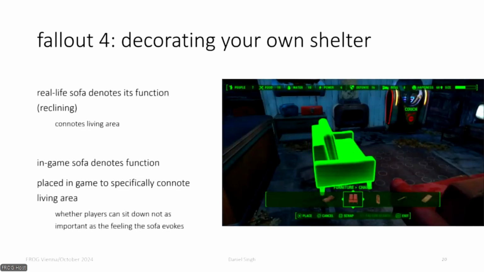And this is where Umberto Eco and Gabriele Aroni are entering the discussion. The real-life sofa denotes its function, so being able to sit down or being able to lie down. And it connotes the living area, because sofas are usually placed in the living area, or here on the stage. The in-game sofa also denotes its in-game function. You can place it, and you can sit down there.